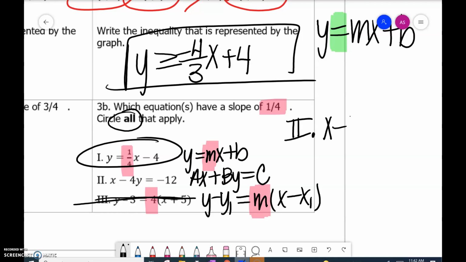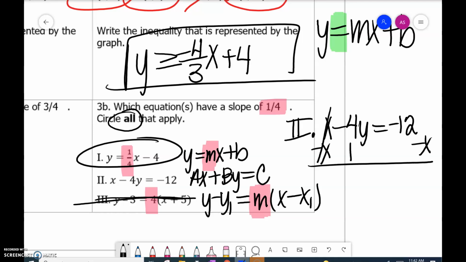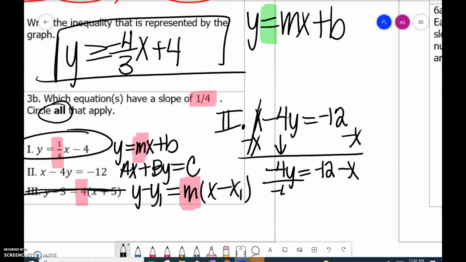So I'm going to write that out, and I'm going to just solve this out for y. So I'm going to subtract x from both sides. I'm going to bring down -4y equals -12 minus x. Then I'm going to divide both sides by -4. My -4 cancels out on this side. So I have y equals -12 divided by -4, which is going to be +3. And then I have -x divided by -4. That's going to be plus 1/4 x.